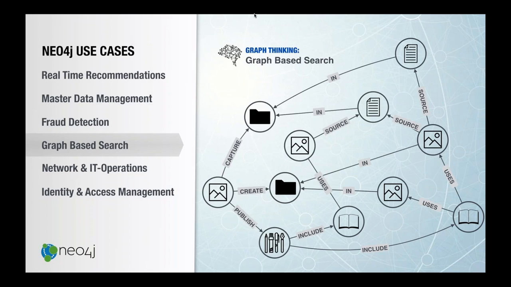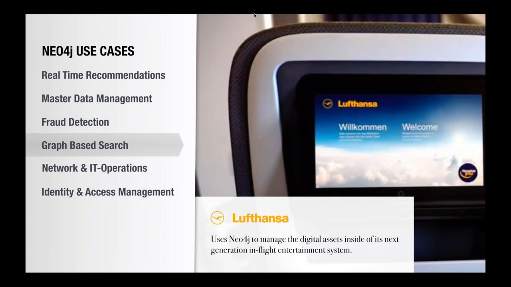And so graph-based search is oftentimes used to do things like finding routes, or it's also used to do things like finding media. And one of our customers here is Lufthansa, who uses graph-based search to understand the digital assets inside of its flight entertainment system.